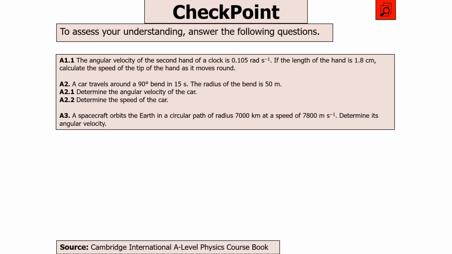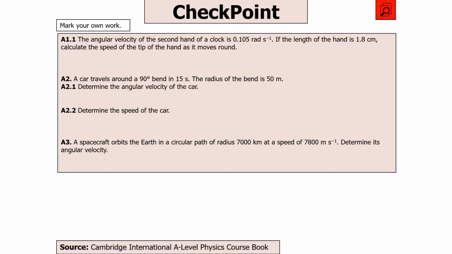Then a spacecraft orbits the Earth in a circular path of radius 7,000 kilometers from the center of the Earth at a speed of 7,800 meters per second. Determine its angular velocity. So pause the video now, then unpause the video and you want to go through your answer. Right, in this first one, we've got to remember v equals omega r.